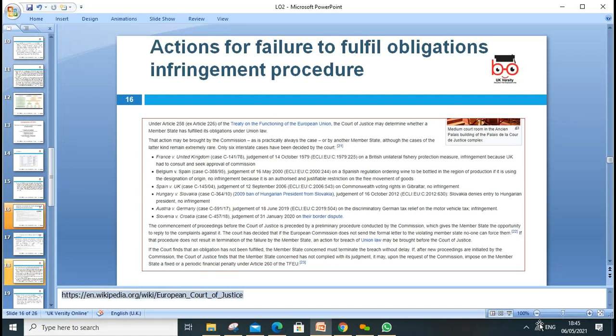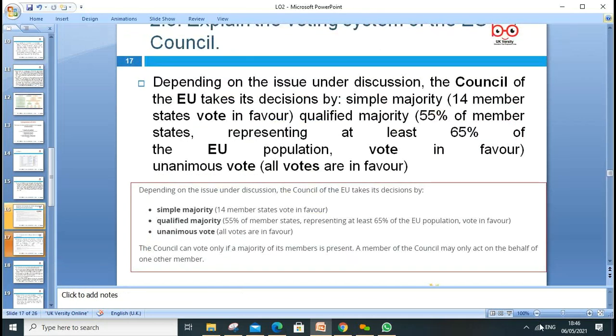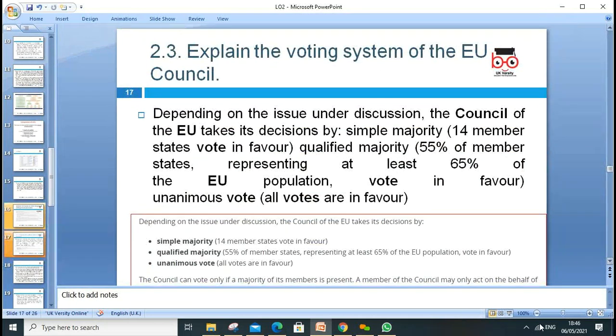So then we are looking at the treaty and the founding of the European Union. I copied the link for you for all the laws and powers. There are cases such as France versus the United Kingdom, settled within the European Union, on failure to fulfill obligations, where the European Court of Justice can decide, and has decided in the past. So these are all the case laws, and we can copy the link and read further as well.